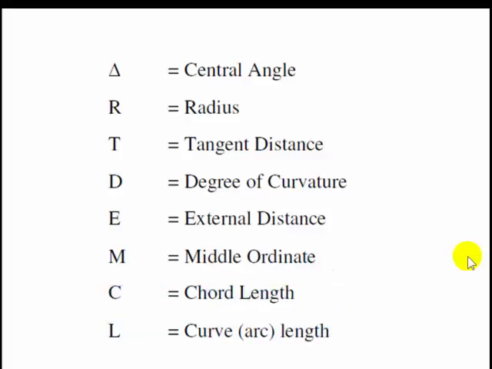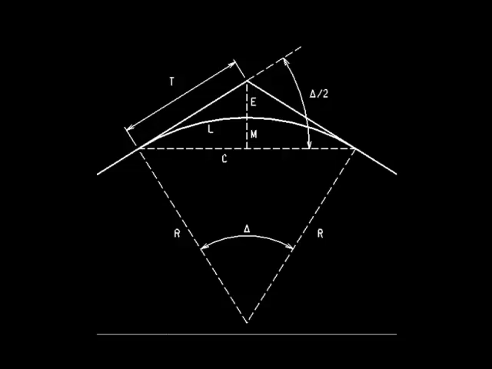There are several geometric parameters that describe our curve, and we need all of these in order to not only compute the way we will lay out the curve, but to actually do the field work. So we have central angle, radius, tangent distance, degree of curvature, external distance, middle ordinate, chord length, and arc length. I've got these spelled out for you here.